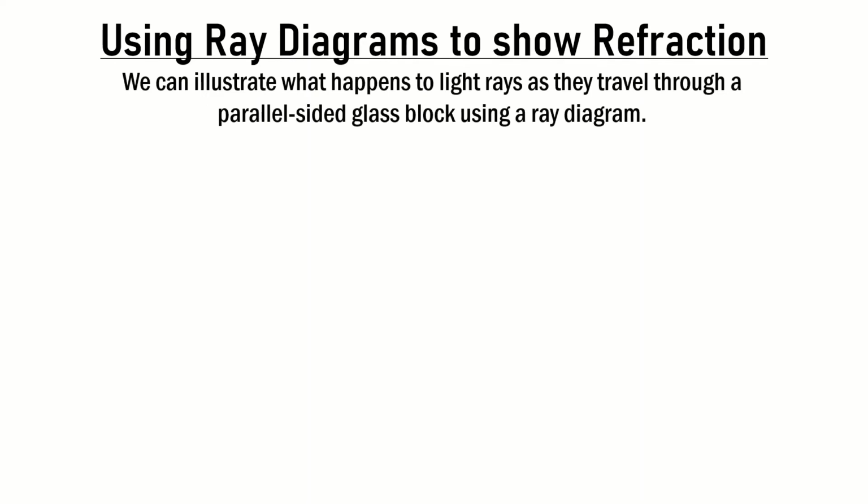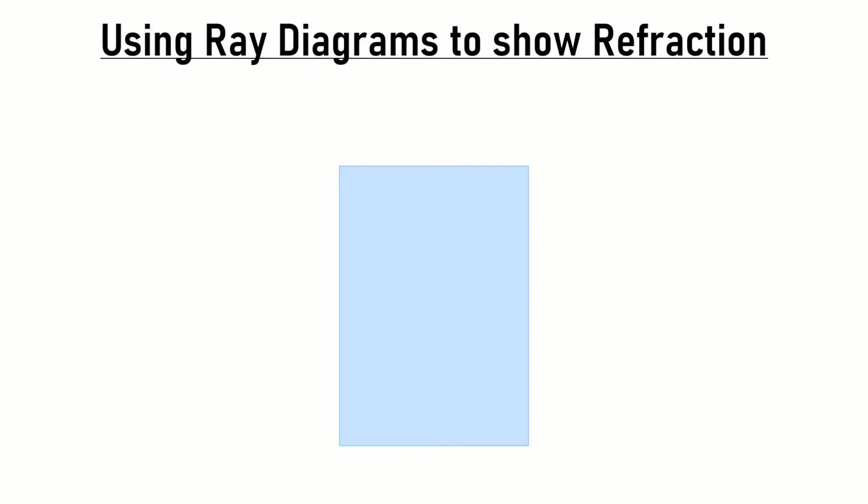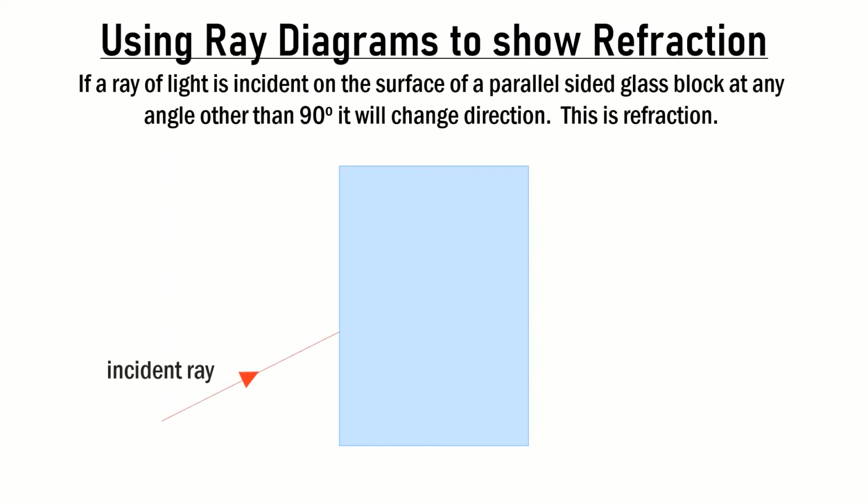So now we're going to use ray diagrams to show how refraction occurs. We'll illustrate what happens to light rays as they travel through a parallel-sided glass block. The parallel-sided glass block is, as it is labeled, got two sides, each of its two faces are parallel to each other, just like that. So we have a ray of light incident on the surface of the parallel-sided glass block, and the ray of light must be incident at any angle other than 90 degrees. If it was incident at 90 degrees, it would pass through without bending. So there we have our incident ray.